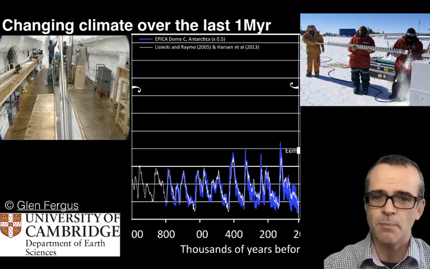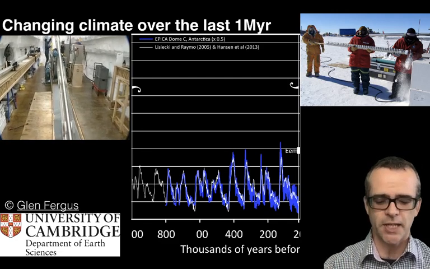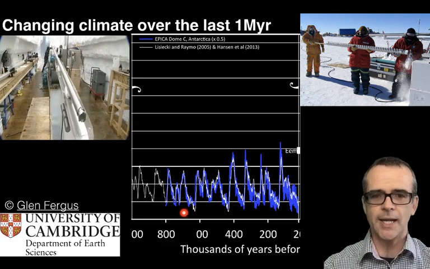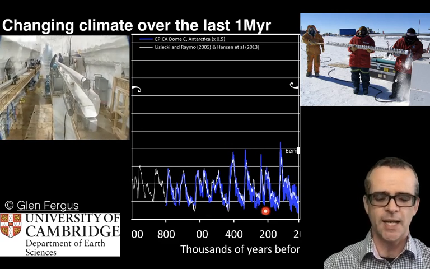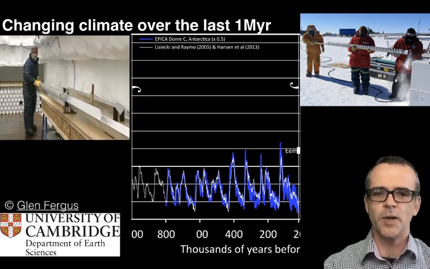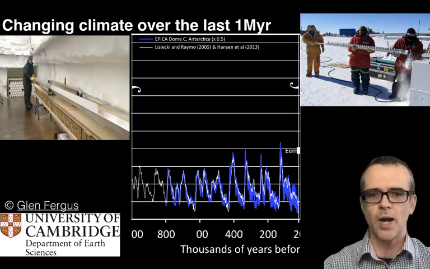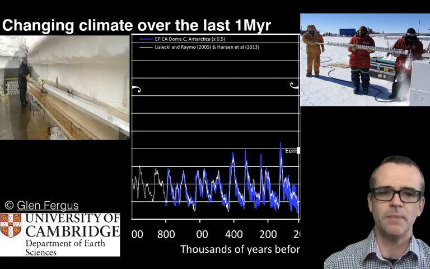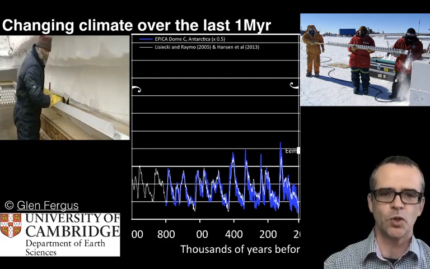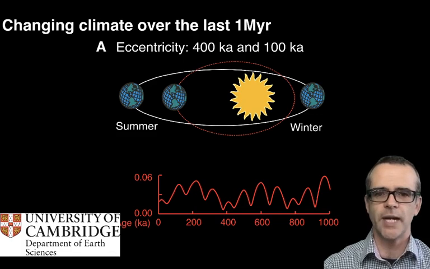And by looking at the chemistry of that air, we can determine the planetary temperature. And you can see quite clearly that there's a very jagged set of almost sinusoidal variations in climate. This is temperature, remember, on the y-axis over the past 1 million years or so. And what's going on? What's causing those sinusoidal variations?